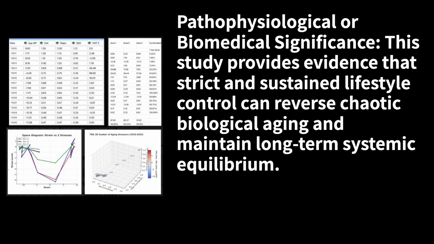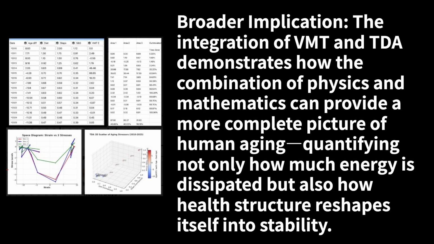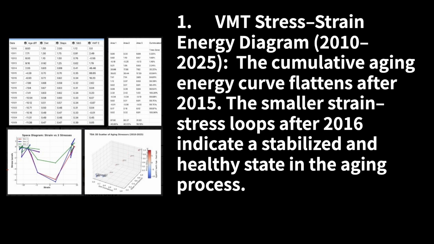Pathophysiological or biomedical significance. This study provides evidence that strict and sustained lifestyle control can reverse chaotic biological aging and maintain long-term systemic equilibrium. Broader implication: the integration of VMT and TDA demonstrates how the combination of physics and mathematics can provide a more complete picture of human aging, quantifying not only how much energy is dissipated but also how health structure reshapes itself into stability. Figures, for reference: 1.